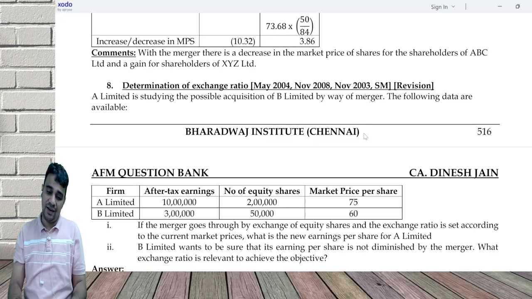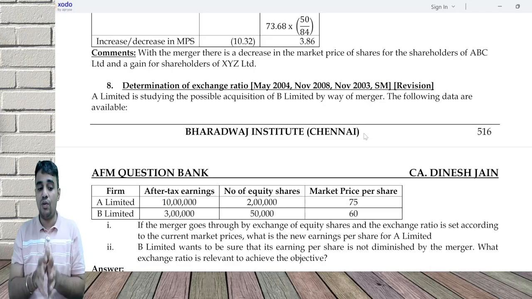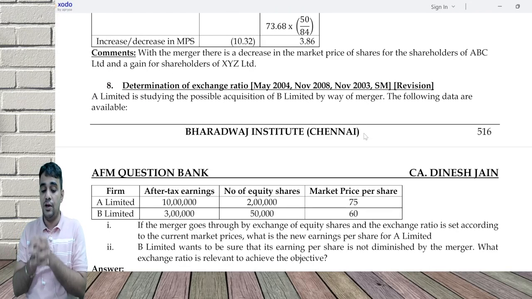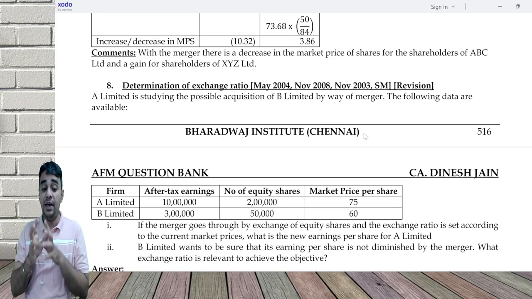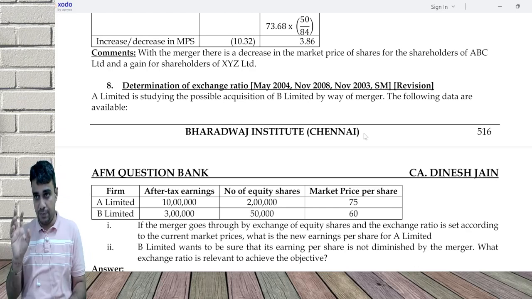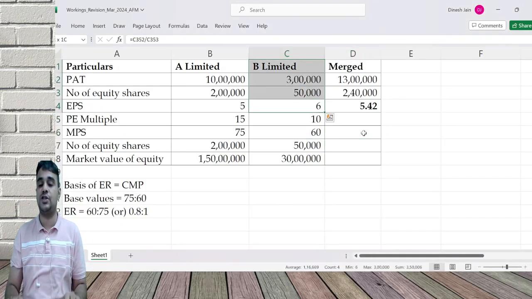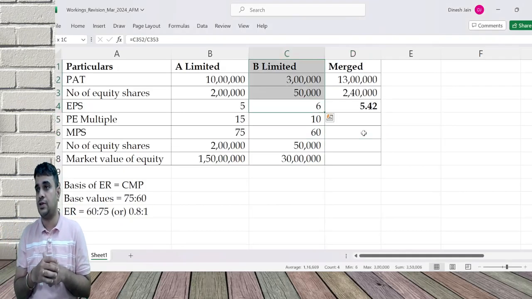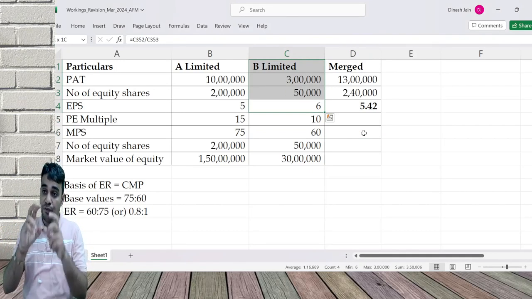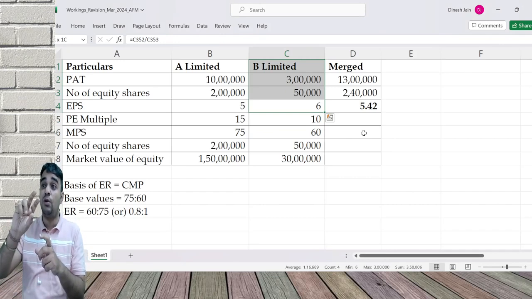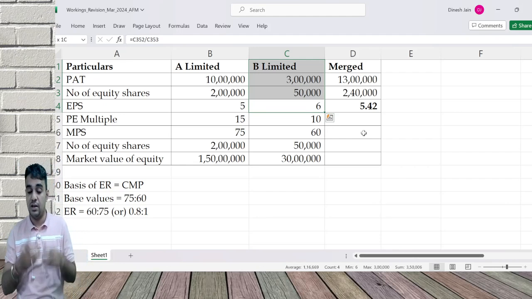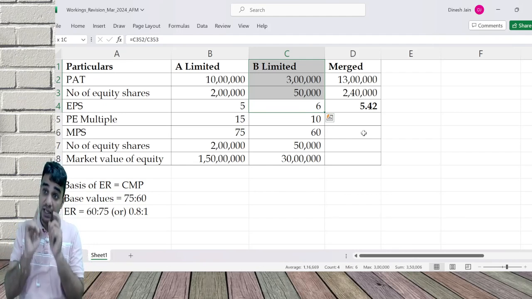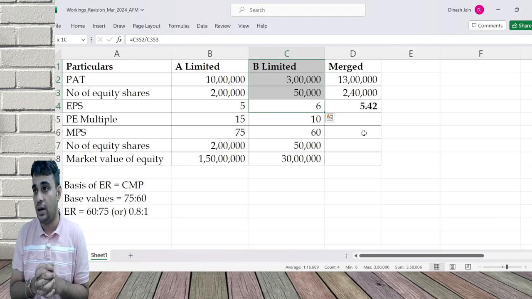Clear? Then in the rework, they're saying I don't want the EPS to be diminished by the merger. Who doesn't want? B Limited. B Limited doesn't want EPS to be diminished by the merger. It does not mean post-merger has to be 6 rupees, because for them, not diminished means equivalent for them should be 6 rupees. Then what should that EPS be? Because I just want the equivalent to be 6 rupees and not the normal.